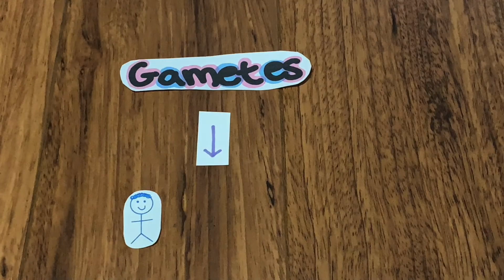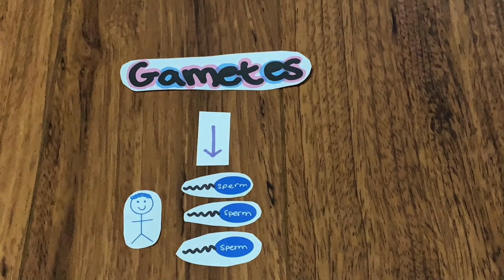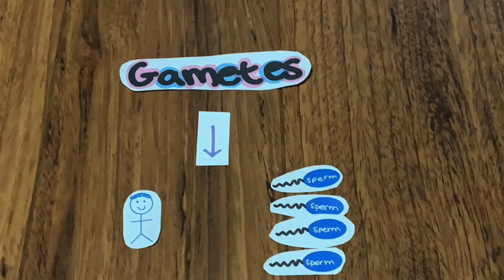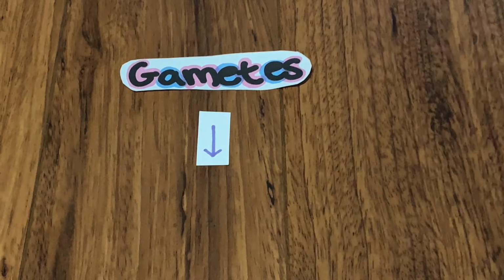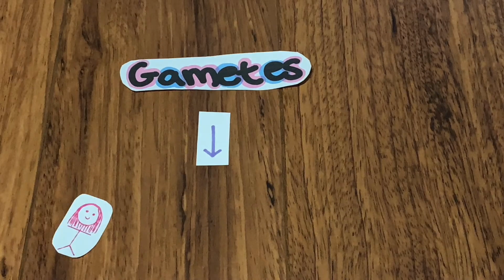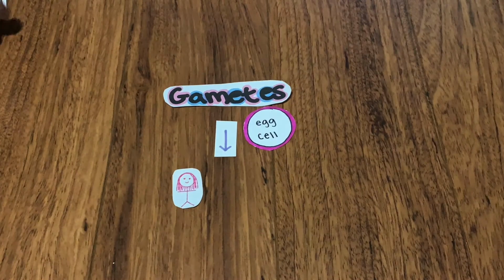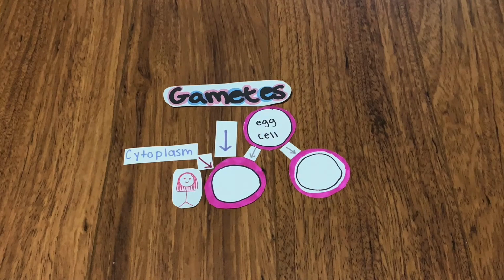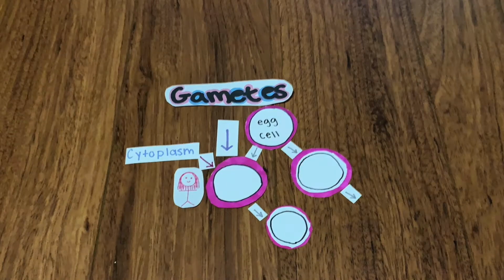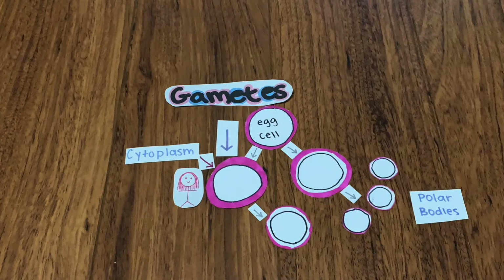Remember, meiosis is what makes gametes for sexual reproduction. In males, 4 sperm cells are produced after each round of meiosis. In females, one fertilized egg is produced as well as 3 polar bodies, which contain the same amount of DNA, but are much smaller than the egg cells, and they don't have a cytoplasm or organelles.